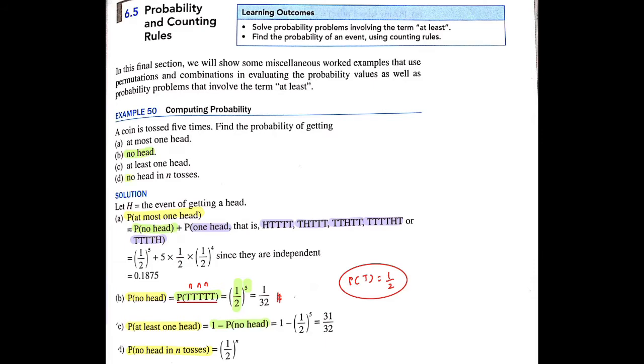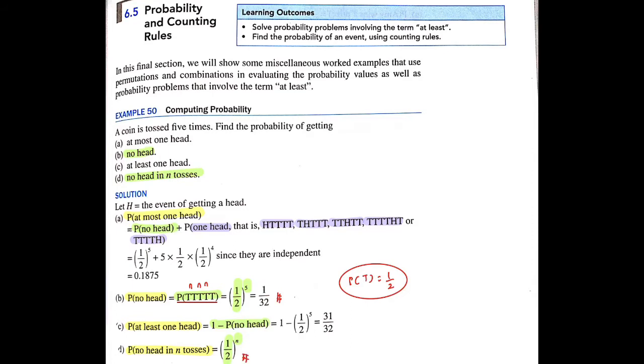Let's look at question D. Find the probability of getting no head in n tosses. So if you toss it 5 times, the probability is 1/2 to the power of 5. And if you toss it n times, the probability is 1/2 to the power of n. So that's the answer for part D.